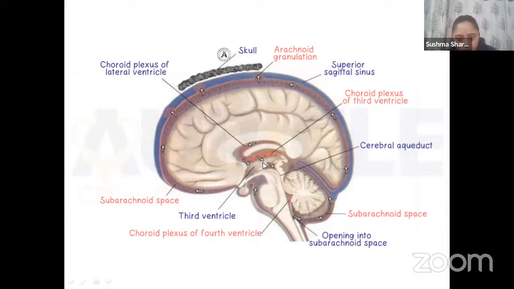From the lateral, going into the third, then it goes into the fourth. From the fourth, it enters into the subarachnoid space via Luschka and Magendie. From here, it is getting absorbed into the venous sinuses. And this is the skull. Okay, I hope you are getting an orientation about this.